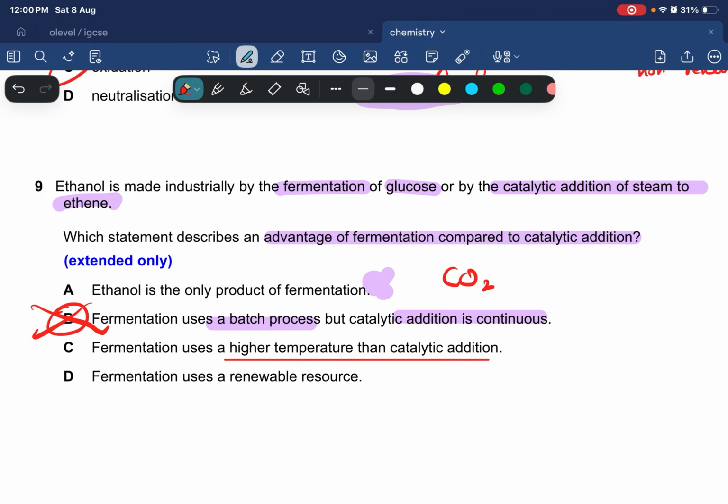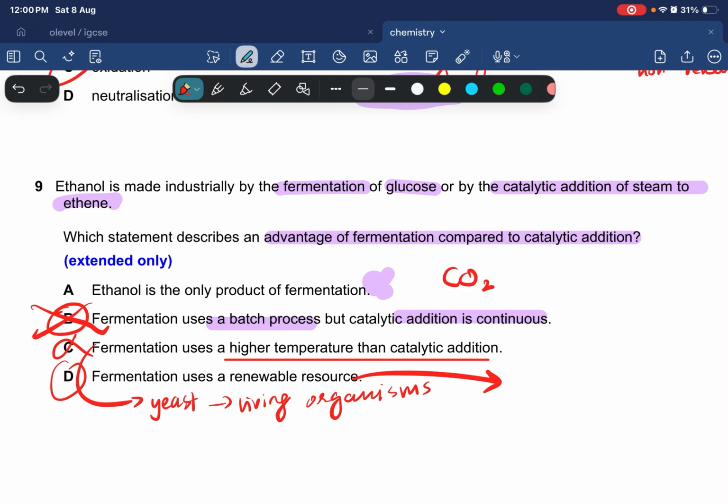Fermentation uses a higher temperature than catalytic addition. No, fermentation uses lower temperature because fermentation relies on yeast, and yeast is a living organism. When you're dealing with living organisms, you can't use temperatures higher than the optimum temperature of the enzymes, right? So you cannot use very high temperatures. That's going to lead to the death of the yeast, and if your yeast dies, what's going to ferment the glucose? So that's incorrect. Fermentation uses renewable resource. That's correct. The renewable resource is glucose.